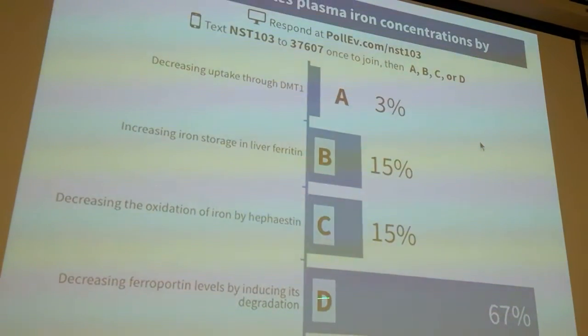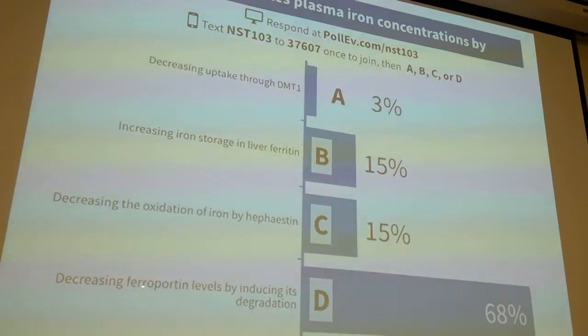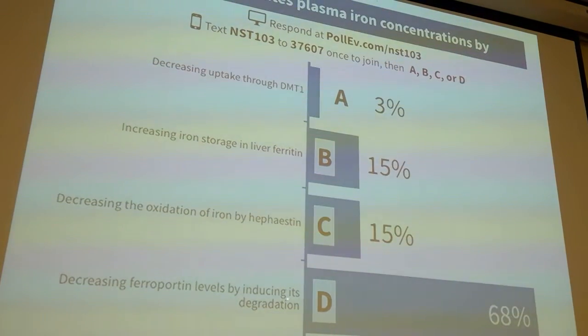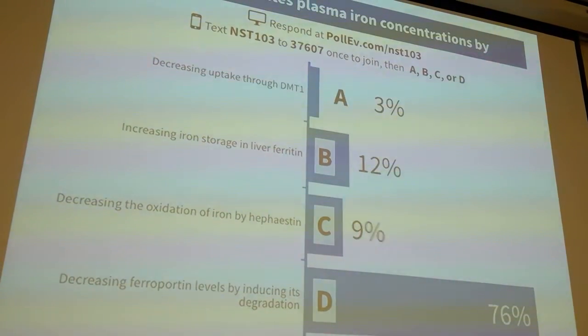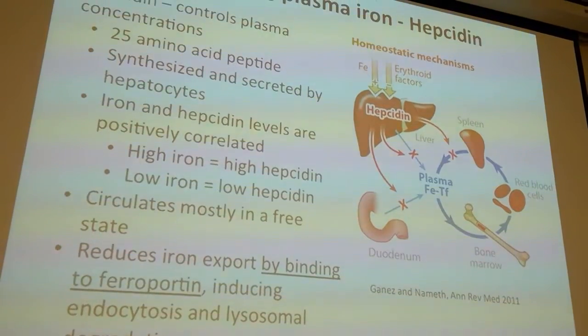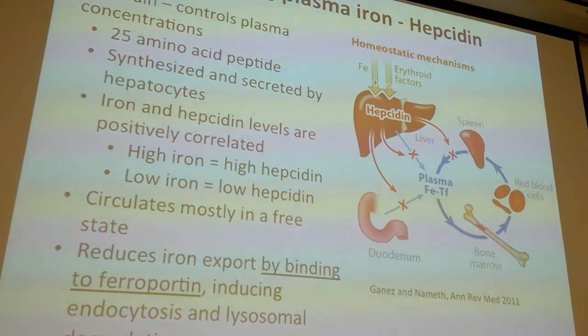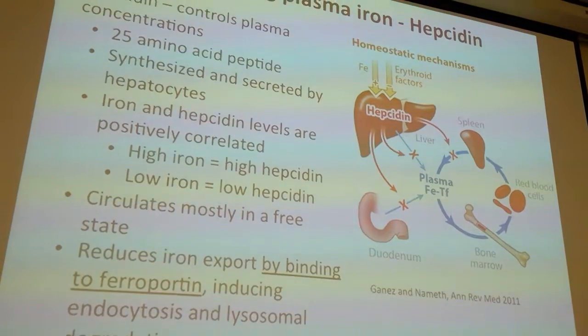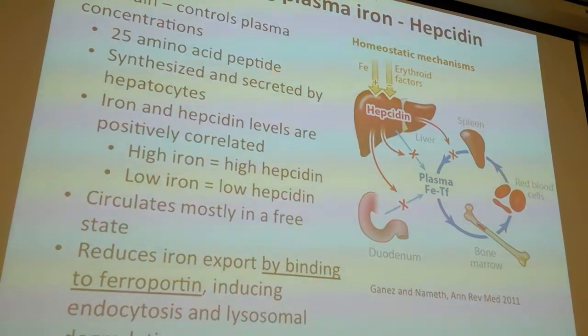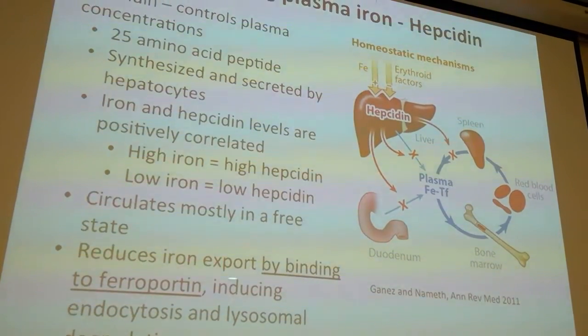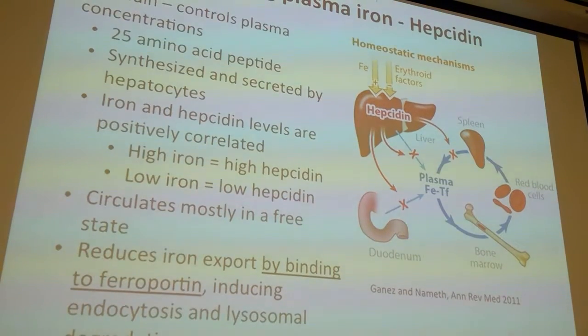Okay, so the majority says this, and this is correct. It decreases ferroportin levels by inducing its degradation. Remember that hepcidin is the regulatory factor released by the liver, so it's going to be in the plasma, and it's dealing with the concentration of iron in the plasma. And it does this by binding directly to ferroportin.